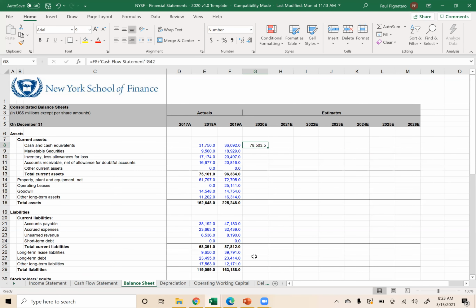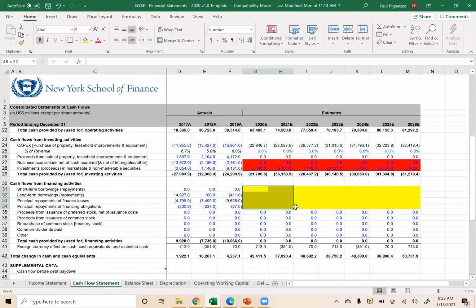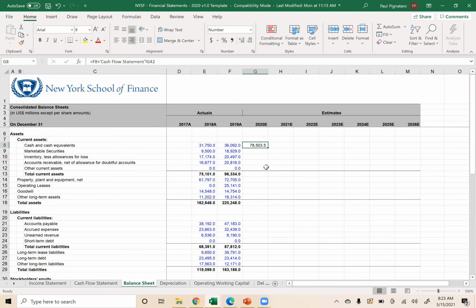Now I know this is a big jump, but this number will drop a little bit once we put in these debt numbers. Trust me. It's that simple. We used the cash flow statement to drive the balance sheet.